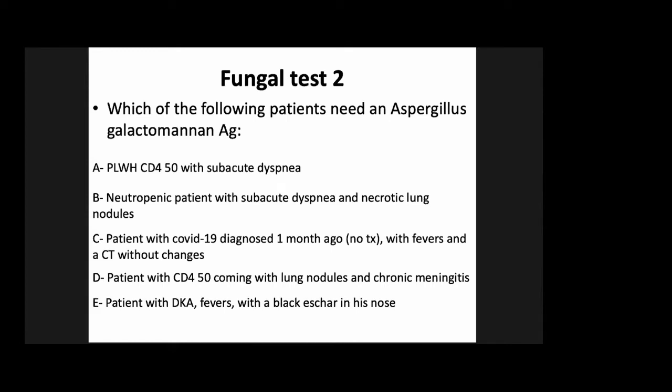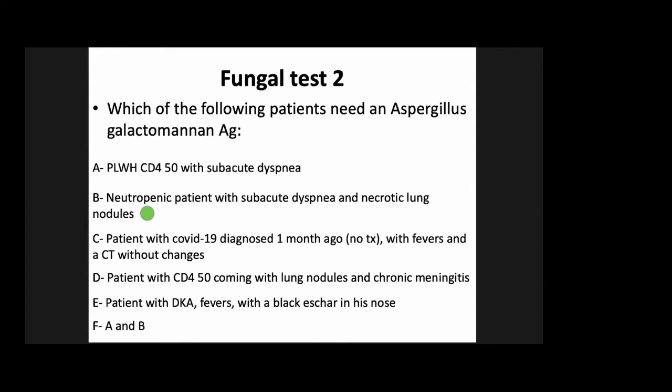Okay, so 75% of the public say option B, so this is correct. This is a case of a patient with neutropenia that is coming with necrotic lung nodules. So in this type of patients, we usually think about invasive fungal infections, especially invasive pulmonary aspergillosis.